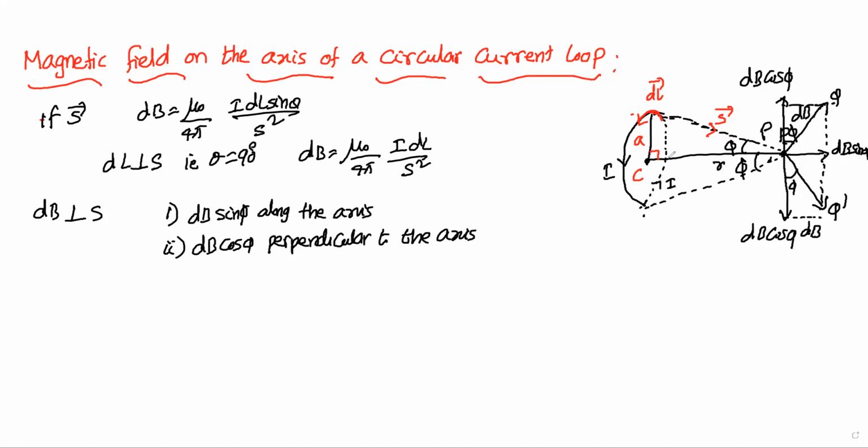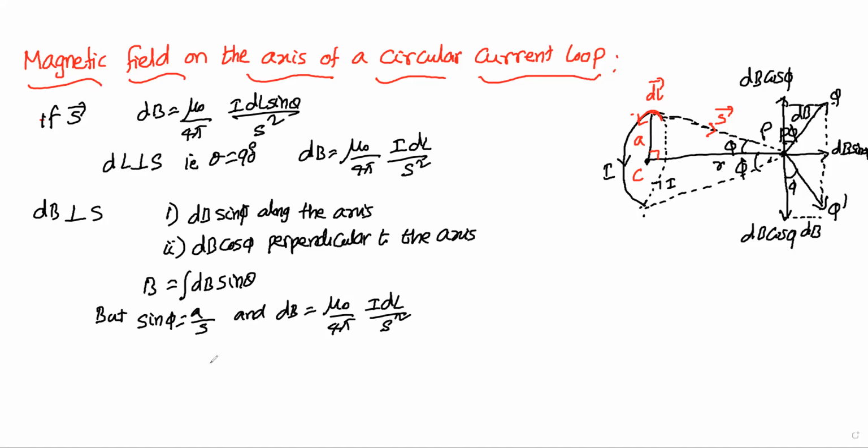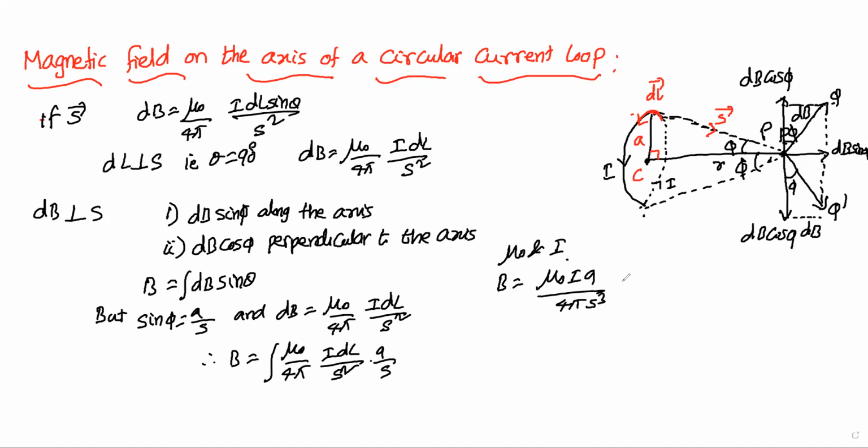Now the total magnetic field at point P in the direction CP is B equal to integral dB sin phi. But sin phi is equal to a by s, and dB is equal to mu naught by 4 pi I dl by s square. Therefore, B is equal to integral mu naught by 4 pi I dl by s square into a by s. Now, since mu naught and I are constant, and s and a are the same at all points of a circular loop, B is equal to mu naught I a by 4 pi s cube integral dl.